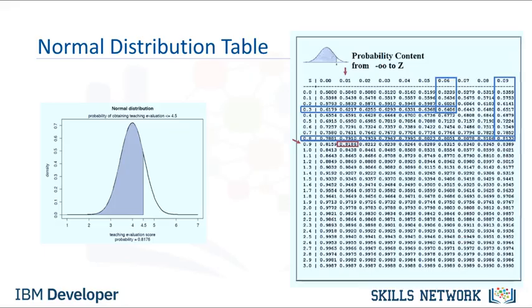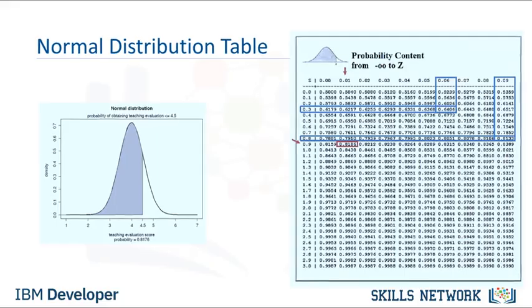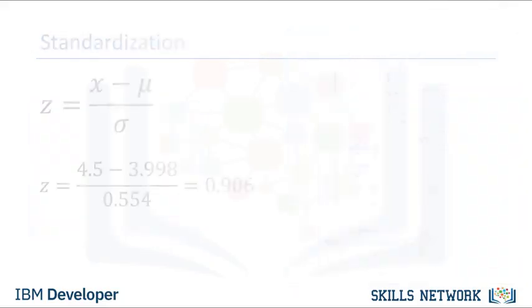Notice that the normal distribution graph to the left is grayed out in some parts. That grayed out area represents the probability of getting some value z or less. We will need to first standardize the variable to determine the probability of a teaching evaluation score higher than 4.5 or less than 4.5.